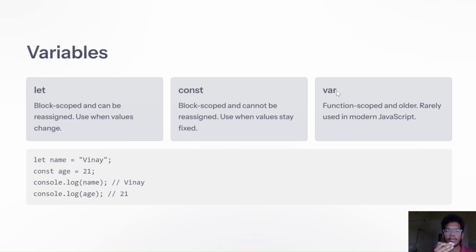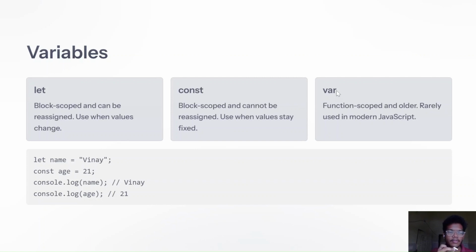And now coming to const, when we assign a value, later we cannot change it because we use it to stay fixed. And next, coming to the third type of variable, which is var. Actually, it is function scoped and rarely used in JavaScript. But when we assign some values to var, it can be reassigned later also.